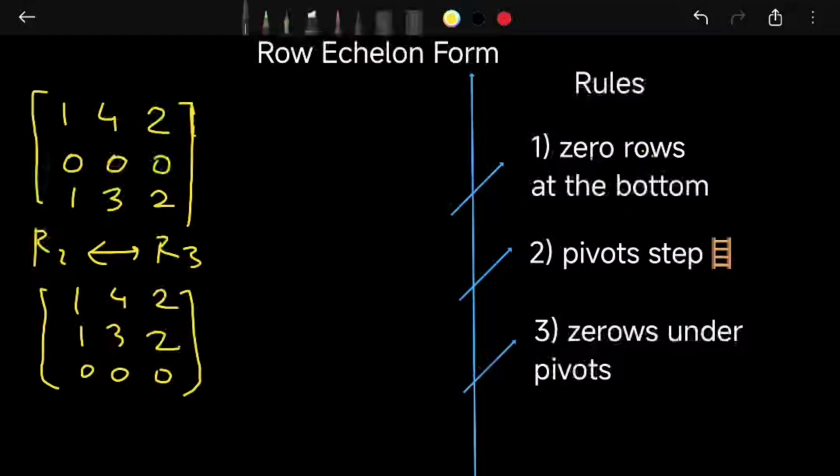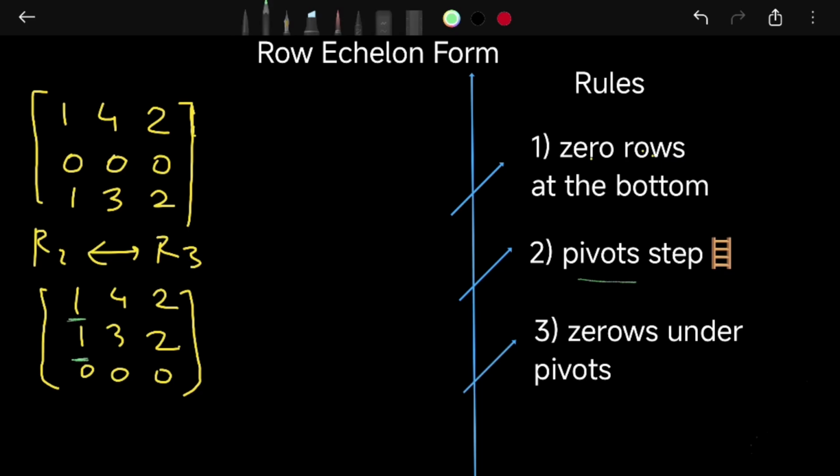Now next, look at the first non-zero number in every row. Here in the second row we have 1 as the first non-zero number. We call this a pivot, or leading entry. So in row number 2, the leading entry is 1, because it is the first non-zero number in the second row. In the first row, it is also 1, which is known as a pivot.